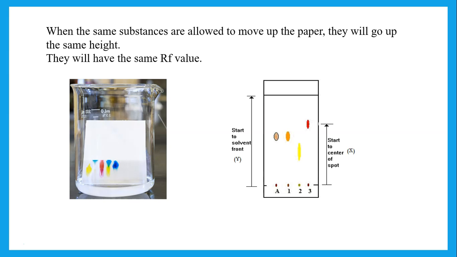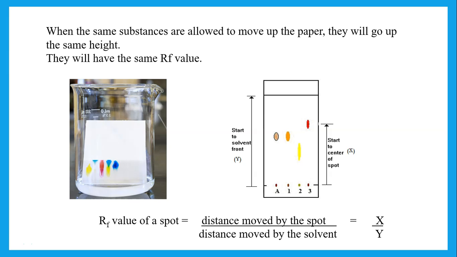What does RF value mean? RF value means the distance moved by the spot divided by the distance moved by the solvent. So we put this paper, for example, into the beaker and we allow the solvent to move up. Now I want to determine the RF value of the red spot, compound 3. Can you see that? I want to determine the RF value of substance 3, which is the red spot on the right. How do I determine RF value?